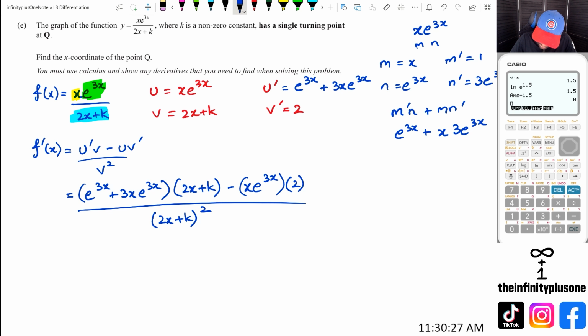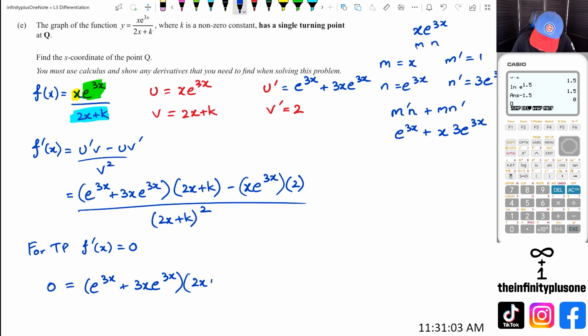So I now need to somehow make sense of this numerator and try and put it equal to 0. Well, actually, it doesn't matter, because this whole numerator could equal 0. So for turning points, f dash of x is equal to 0. And because I'm going to put the whole thing as 0, the only part that I really need to worry about is the numerator. So I'm going to put 0 is equal to e to the power of 3x plus 3x e to the power of 3x multiplied by 2x plus k, minus 2x e to the power of 3x.